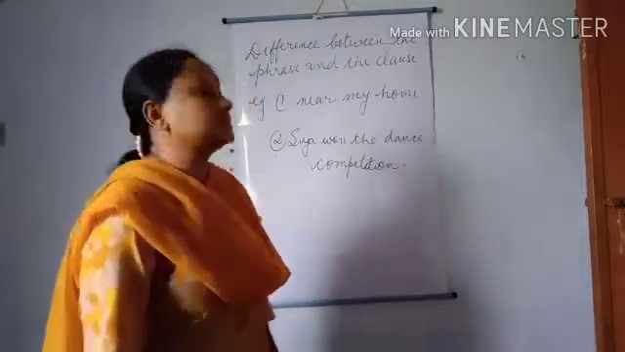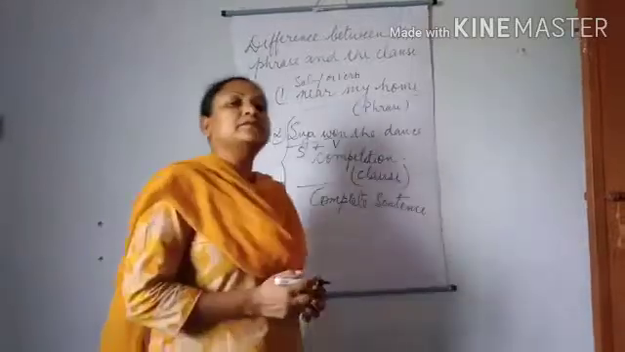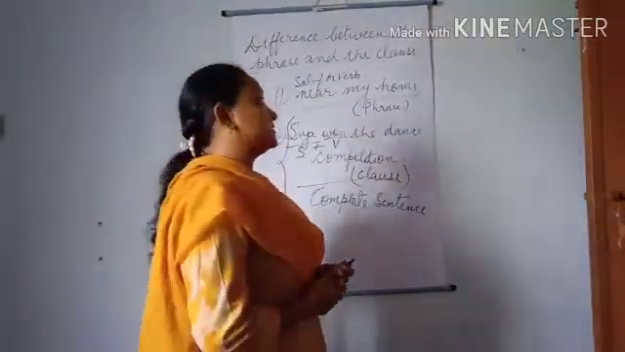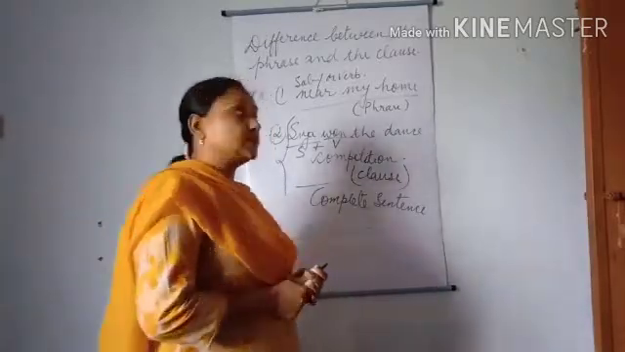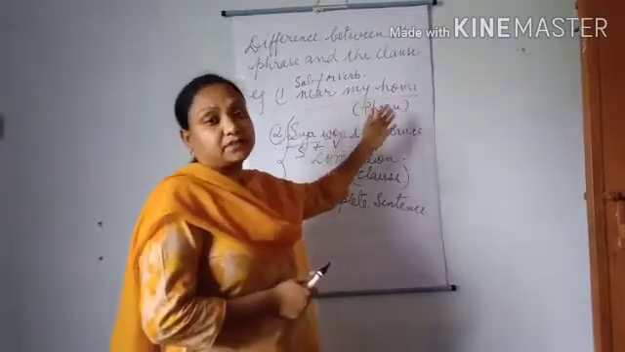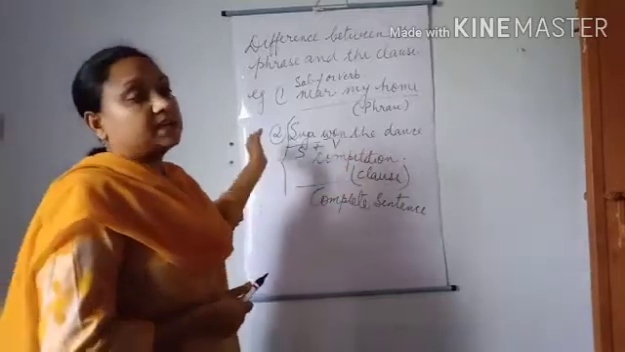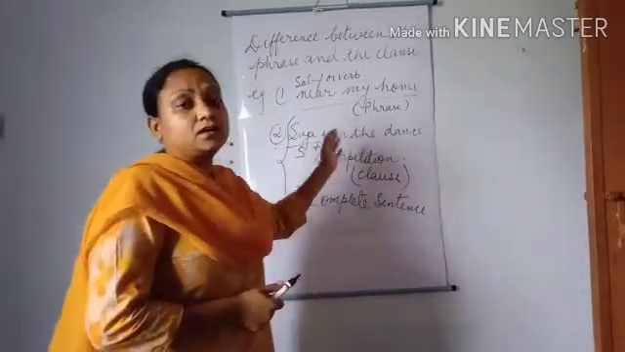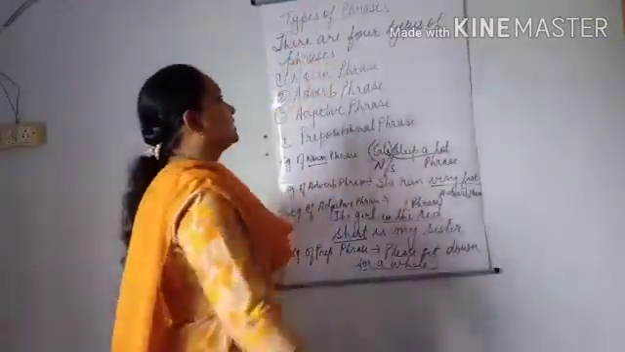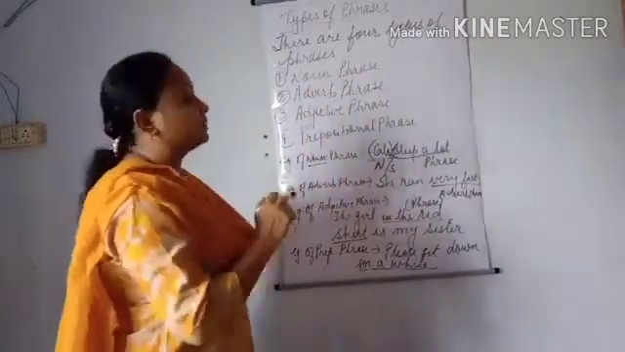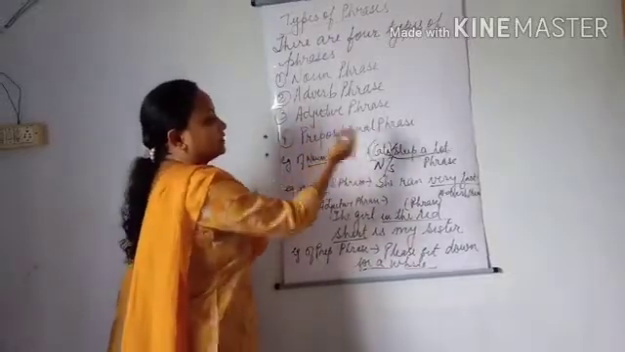Now we'll discuss the difference between the phrase and the clause. I already said that if there is no subject-verb combination in a sentence, then it is known as a phrase. And if you have a subject-verb combination, then it is said to be a clause. Next, we will discuss the types of phrases. There are 4 types of phrases: noun phrase, adverb phrase, adjective phrase, and prepositional phrase.